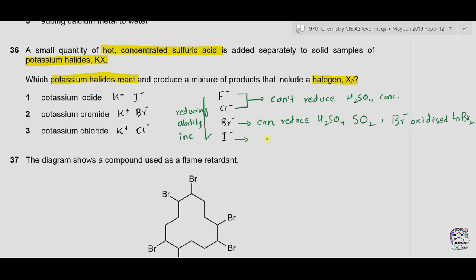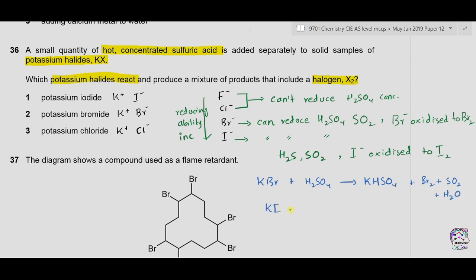For iodide ion, it can also reduce sulfuric acid. Iodide ion can form a mixture of products including hydrogen sulfide, sulfur dioxide, and I- is itself oxidized to iodine. The chemical equation would be like this. For potassium bromide, we can write the products as potassium hydrogen sulfate along with bromine, sulfur dioxide, and water.